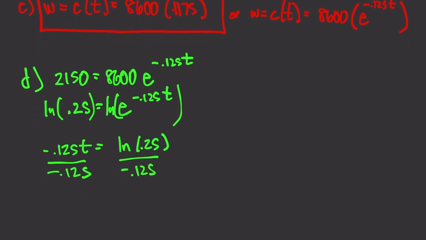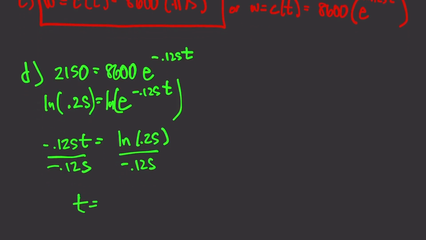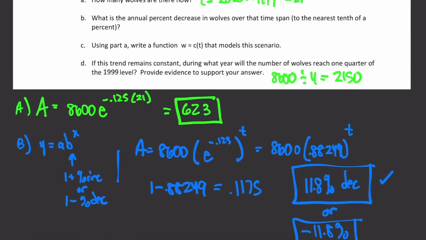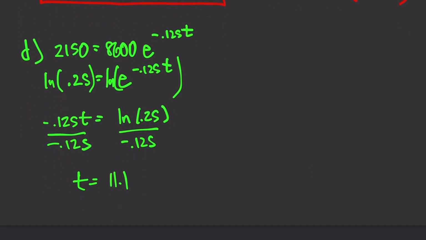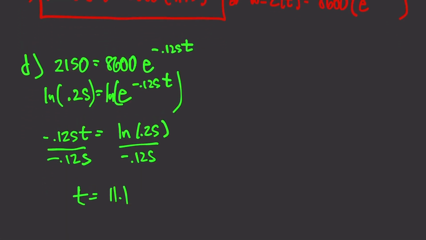So in doing that, for t, I got 11.1. Now, if you notice in this question, it does specify what year. During what year? It doesn't say in how many years, during what year. So now what I need to do is take the initial year, 1999, and add 11. I don't care if it's 11.1 or 11.9. It's still in that 11th year from 1999. So obviously that's going to be 2010.